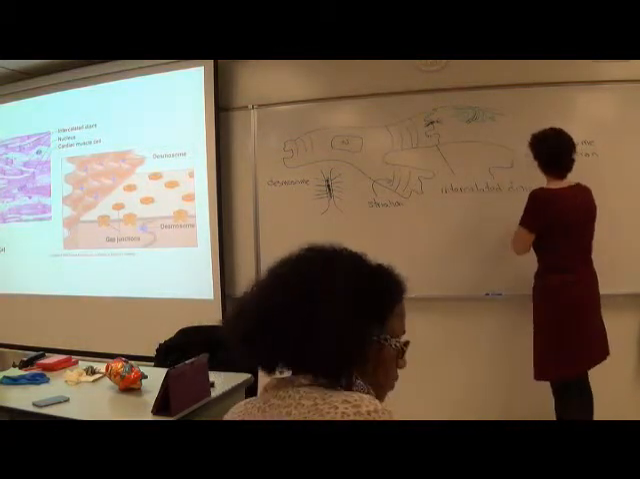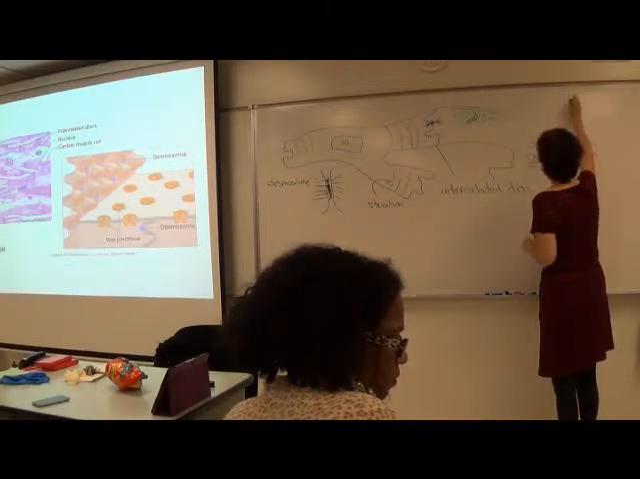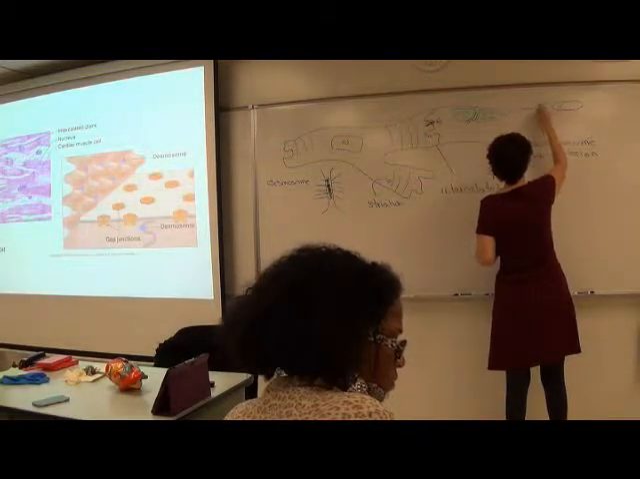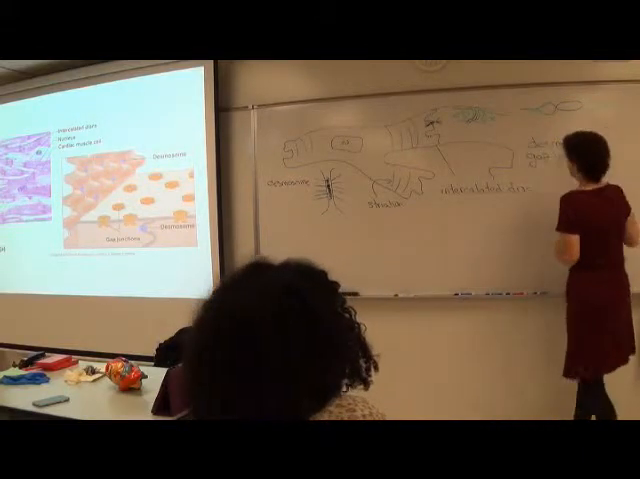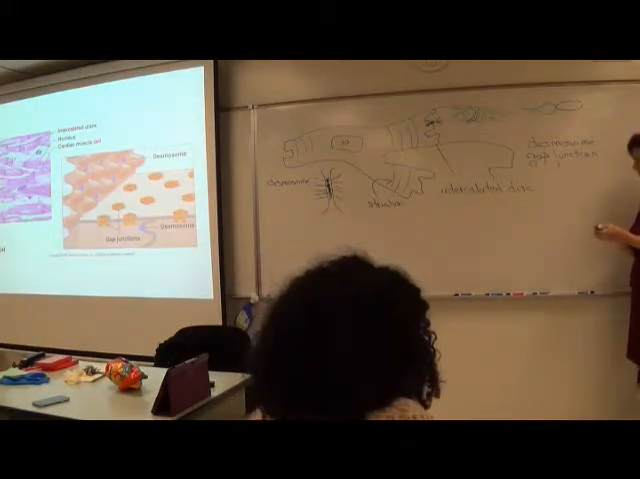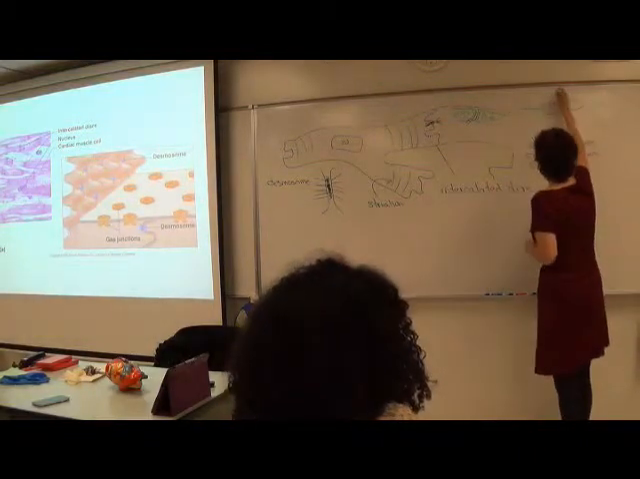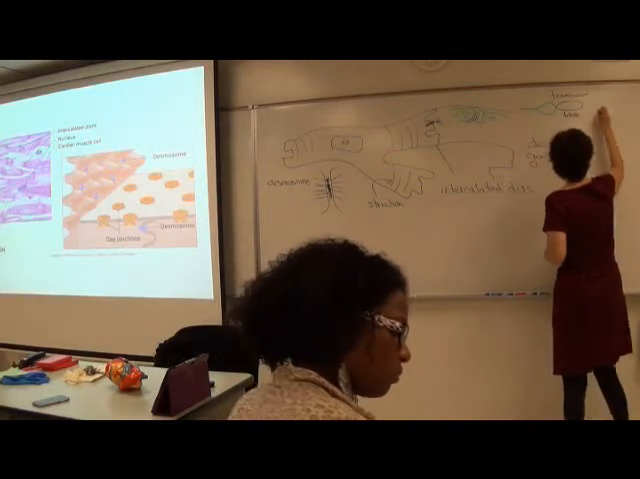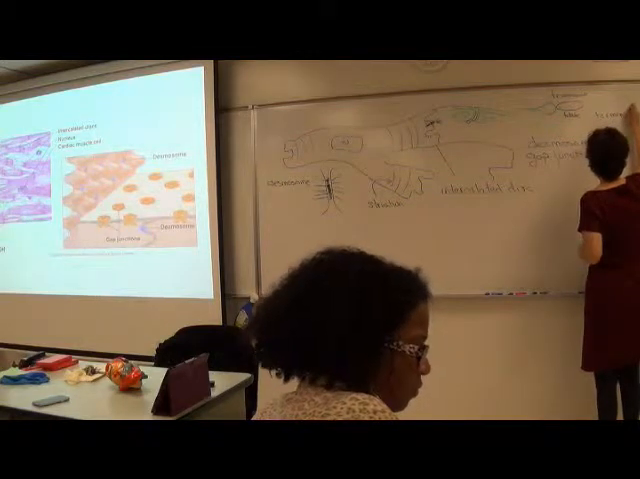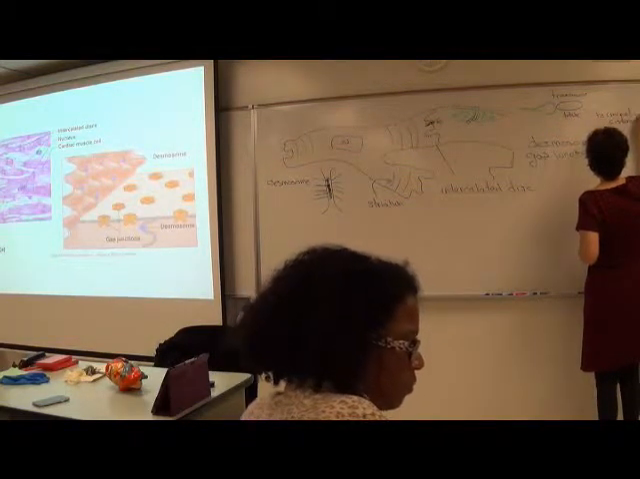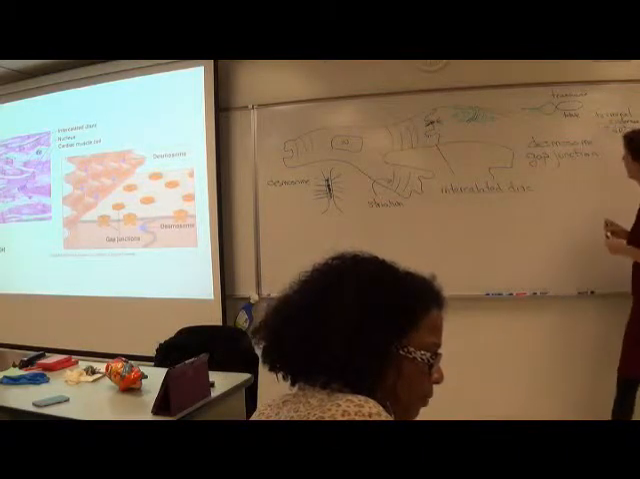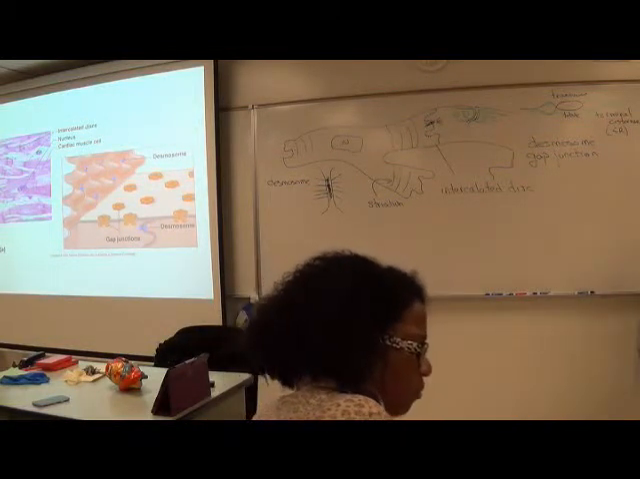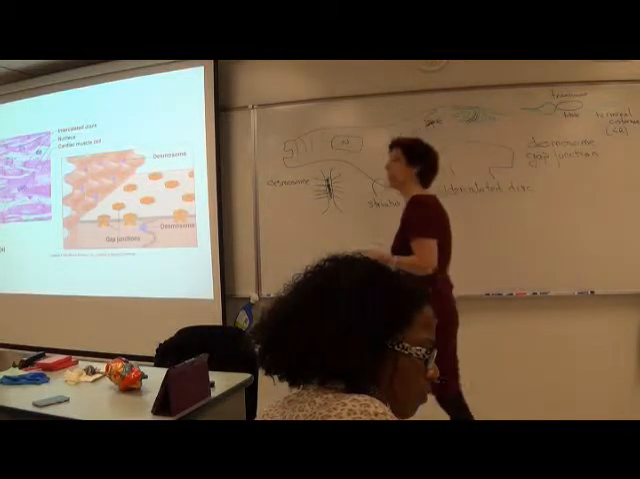So if we did that in cross section, we would have the transverse tubule, and then we would have the terminal cisternae on each side. So it was called a triad. In cardiac muscle, there's sarcoplasmic reticulum on both sides, but only one dilated terminal cisterna, so it's a dyad.